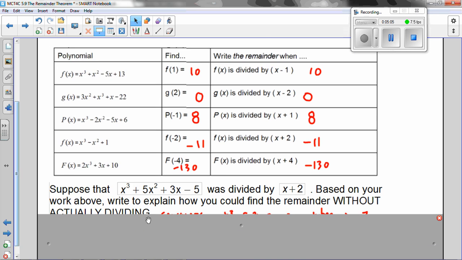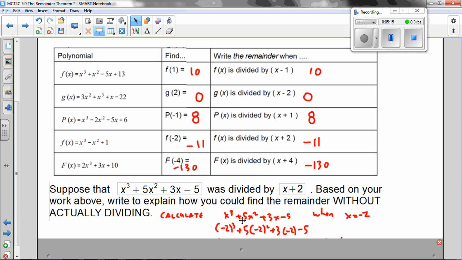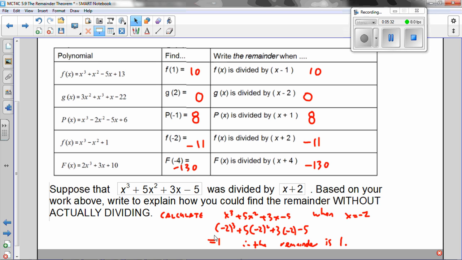And so in this question, it says, here's a question, and it was divided by x plus 2. Based on your work above, write to explain how you could find the remainder without actually dividing. Well, what you'd do is take the polynomial and just substitute in minus 2. Not 2, because remember up here it was x minus 1, and when I put in 1, x minus 2, when I put in 2, and so on. So if it's x plus 2, I would substitute in minus 2, then evaluate, and the remainder would be whatever we got when we used our calculator to evaluate that. In fact, 1. And this is what's called the remainder theorem.